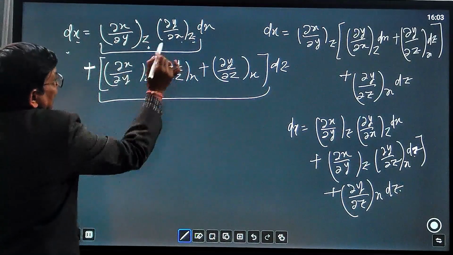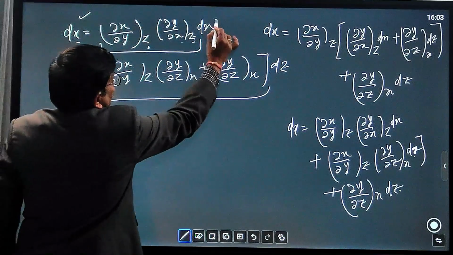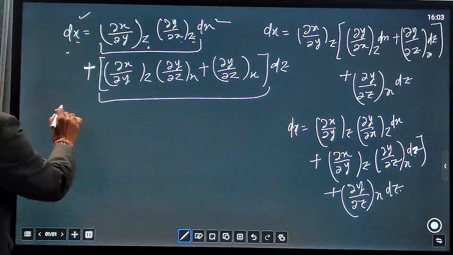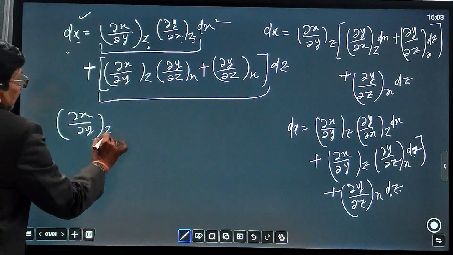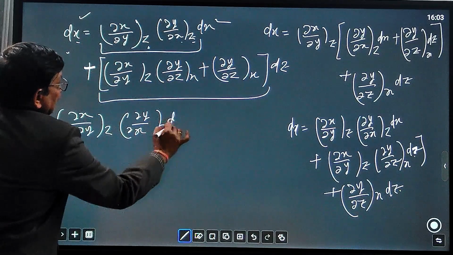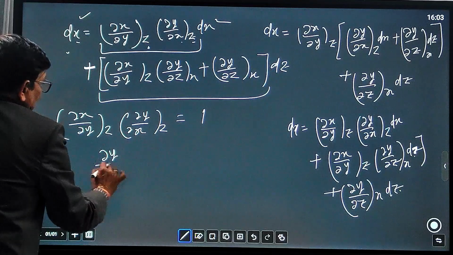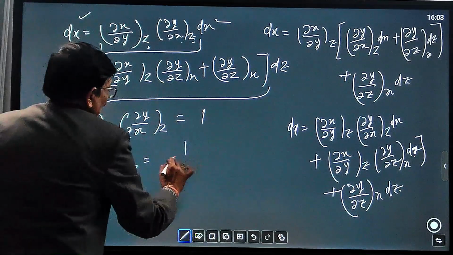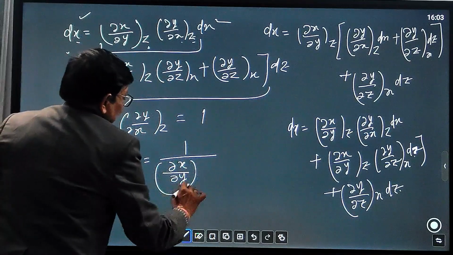See here this term becomes 1. In this equation you see dx and here you see dx. It is possible when this term equals 1 and this term becomes 0. Putting (∂x/∂y) at constant z and (∂y/∂x) at constant z dx, this equals 1. So (∂y/∂x) at constant z equals 1 upon (∂x/∂y) at constant z.